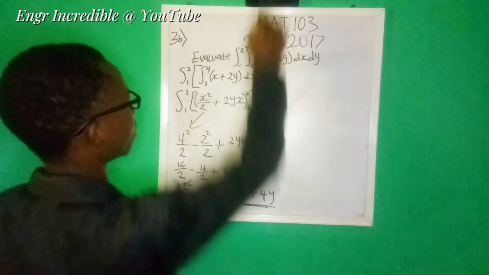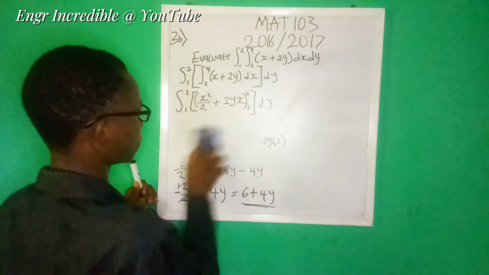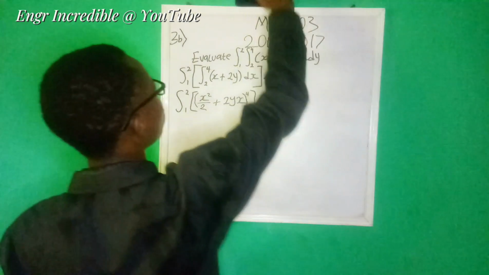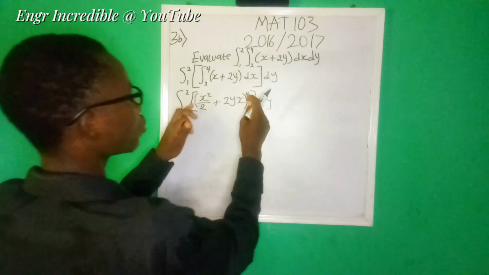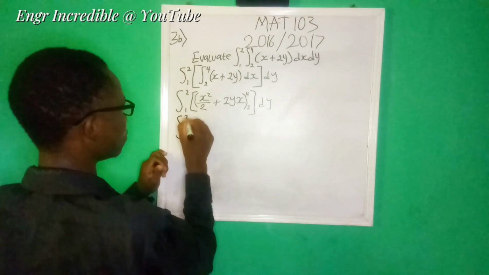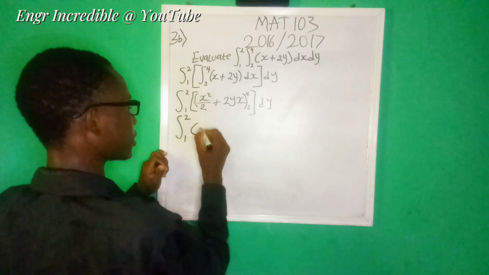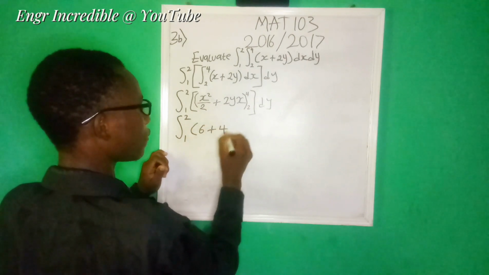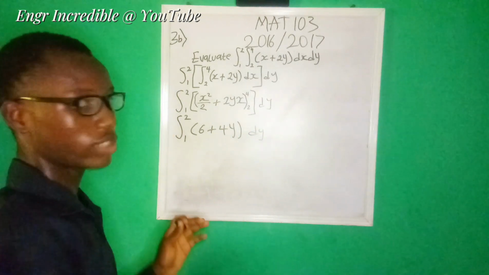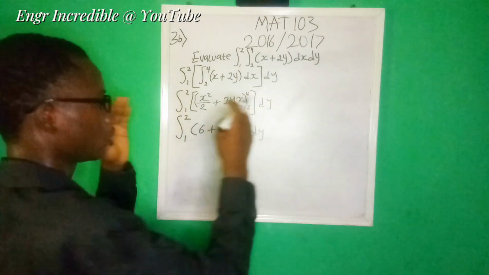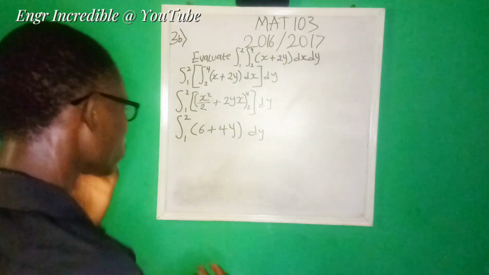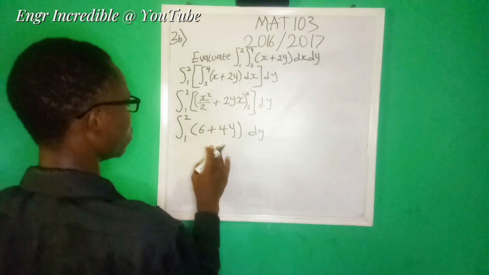So let's note this down. Now, since we got the simplification of this as 6 plus 4y, we'll have this here, that means the integral from 1 to 2 of (6 plus 4y) dy. Do you guys understand? After solving the first one, we use the answer to solve the second one. So how do we solve this?